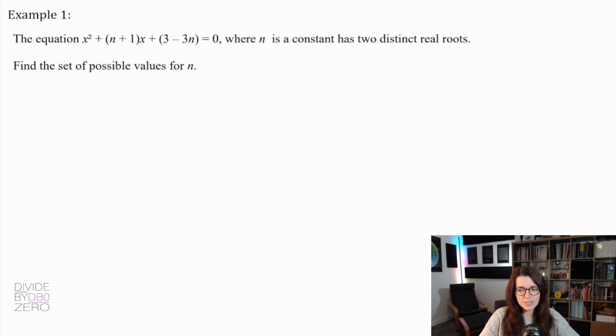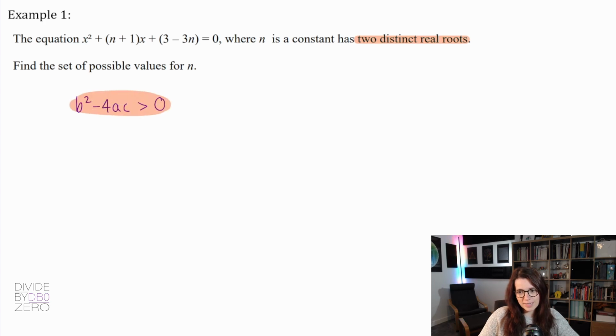Example 1, the equation x squared plus (n plus 1)x plus 3 minus 3n equals 0, where n is a constant, has two distinct real roots. Find the set of possible values for n. So here it's telling us that this quadratic has two distinct real roots. So straight away, we can think about the discriminant b squared minus 4ac, and that's got to be greater than 0 in this context.